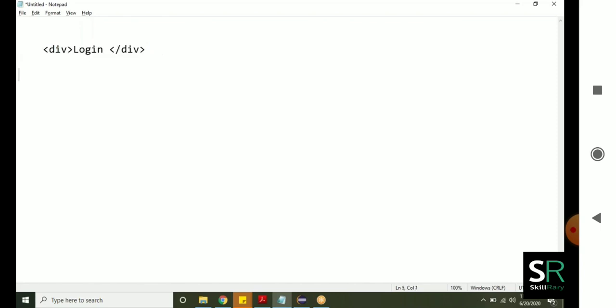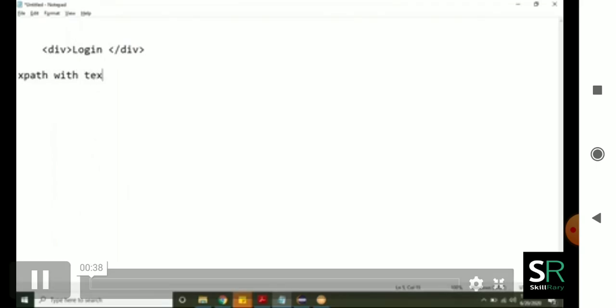For this, there is one more type that they have given in Selenium. We have one more type of XPath, guys: XPath with text function. It is called as text function.